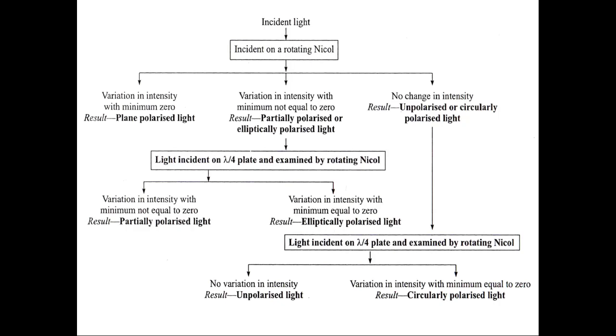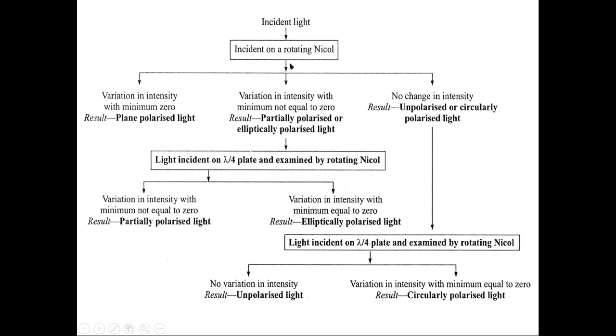So let us start with the analysis of the light, whether it is polarized or not, and if it is polarized, then the type of polarization. We incident the light on a rotating nicol or a rotating polarizer. By doing so, the light can show the variation in intensity with minimum equal to 0. If it is so, then the incident light is the plane polarized light.